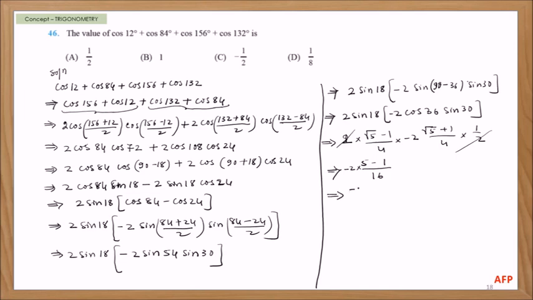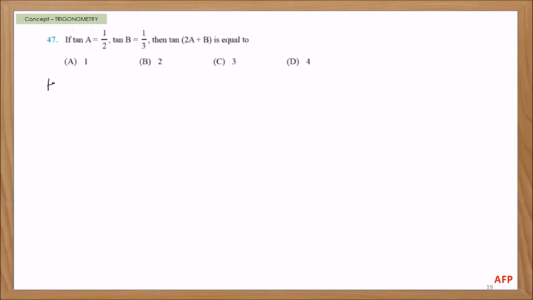What is it? Minus 2 minus 4 16, which is nothing but the answer. So, very simple and simplified answer which we are having. Solution. Okay, so first we will find tan 2A.